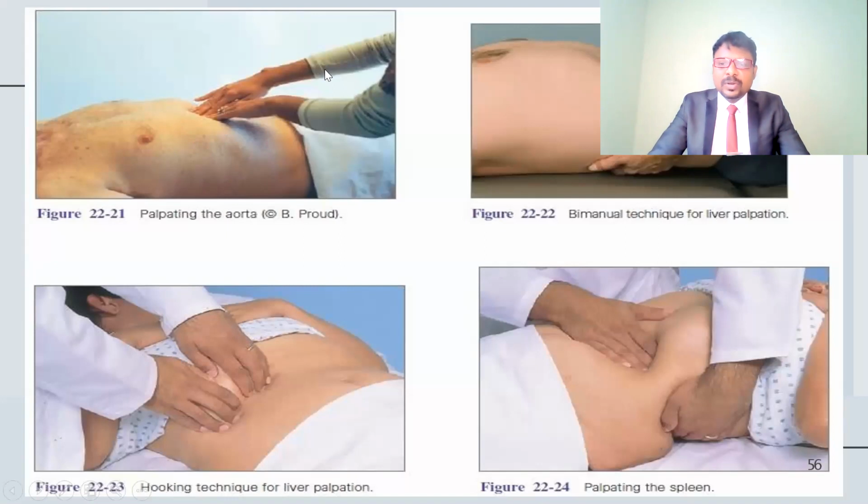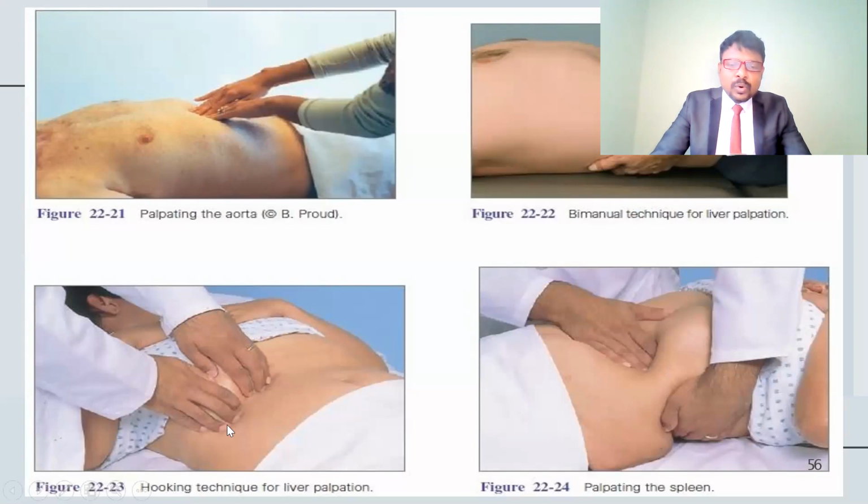So in the epigastric region, we are going to palpate the aorta. And also the bimanual technique for liver palpation. We have to use the left hand under the back, and the right hand we have to keep over the liver region, and we have to palpate. This is called the bimanual technique. Both hands are going to be used.